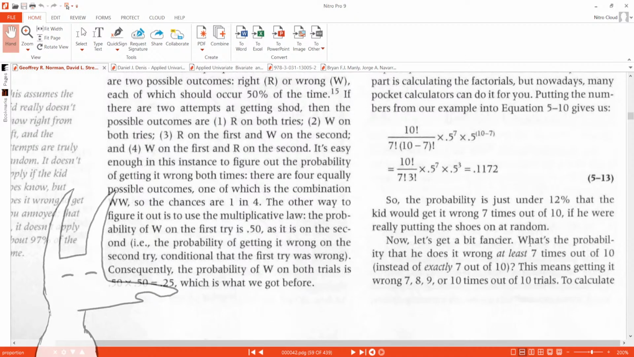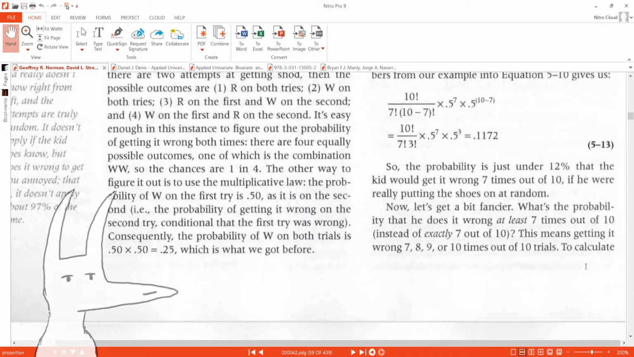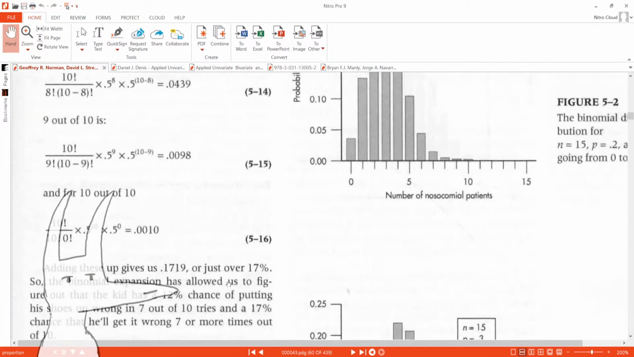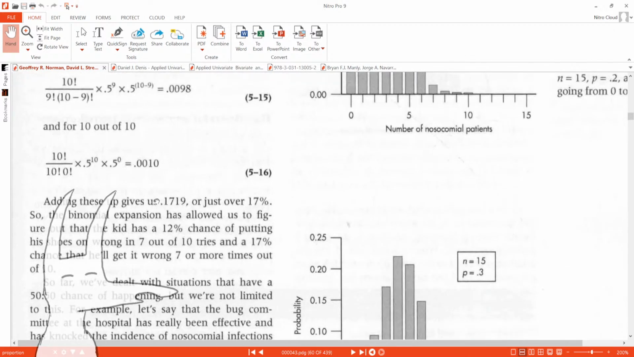Now let's get a bit fancier. What's the probability that he does it wrong at least 7 times out of 10 instead of exactly 7 out of 10? He's getting it wrong 7, 8, 9, or 10 times out of 10 trials. You just have to calculate all of these and add these 4 things together. Yeah, just add everything up.